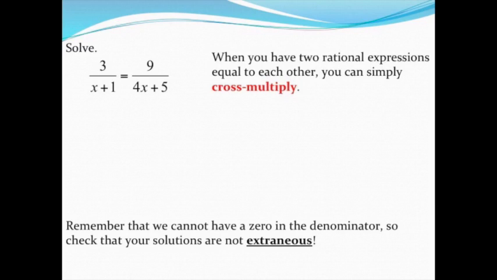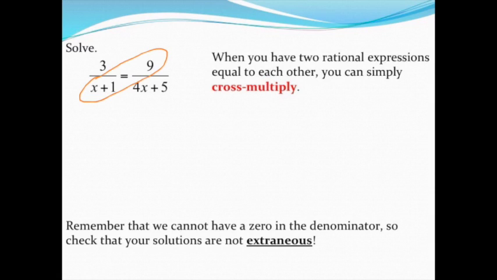Sometimes when you're solving rational equations, you're simply dealing with a proportion. One fraction is equal to another fraction, and the way you've solved proportions in the past by cross-multiplying still works. So let me show you that method. However, in the next couple of videos, I'll show you what to do when you're not dealing with a proportion, or if you don't like the cross-multiplying method.